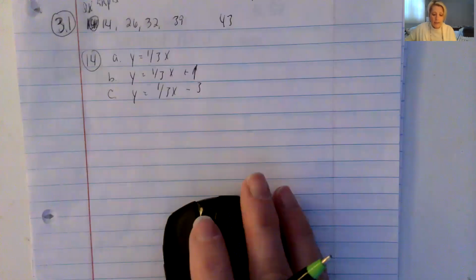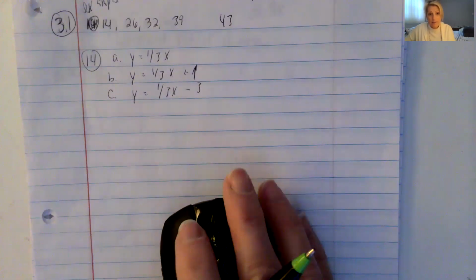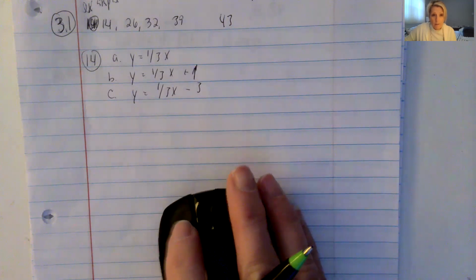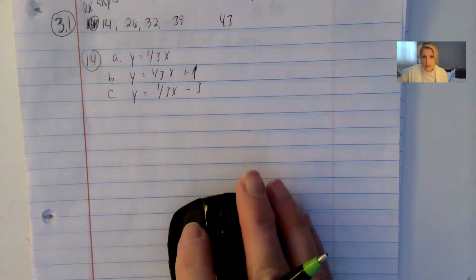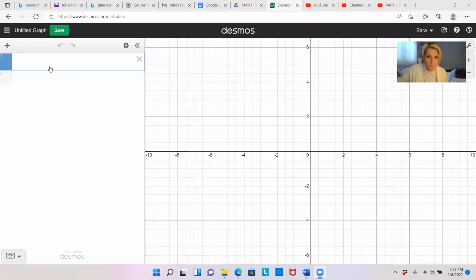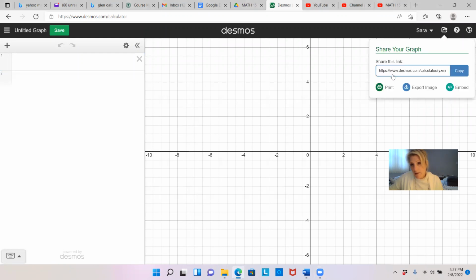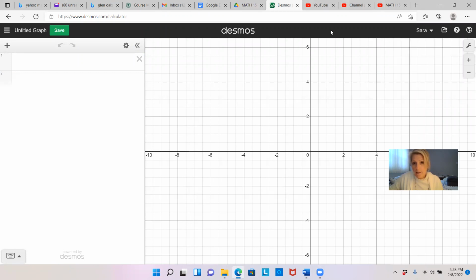But you are going to need to get a Desmos account because this is going to help you with your graphing and your understanding. So I'm going to take you to do number 14 in Desmos here. So just want to remind you of a few things. If you're going to upload a Desmos link into Canvas, up here at the top right where my name is, you're going to click on the arrow that says share graph, and then you're going to click copy. And then that's what you're going to paste into the Canvas site.